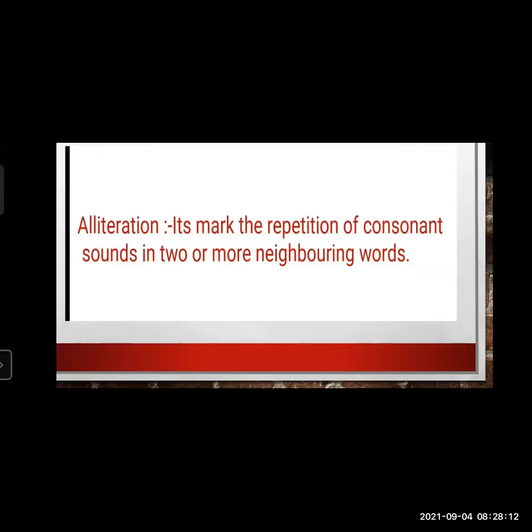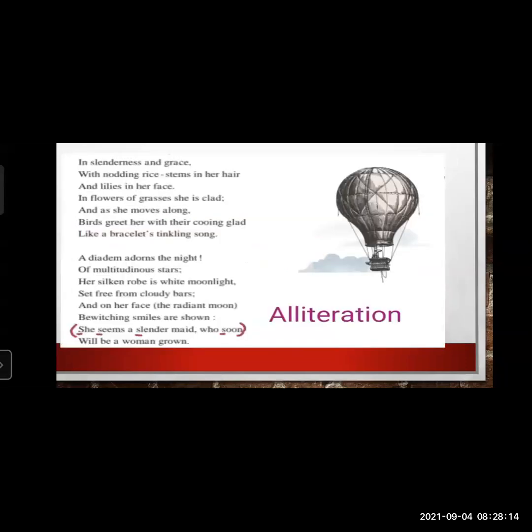We can see the example of alliteration in the second last line. "She seems a slender maid who soon will be a woman grown." Here in this line we can see that the sound s is repeated four times, and that's why there is a use of alliteration. So this is made by repetition of the s sound, and this is the example of alliteration.